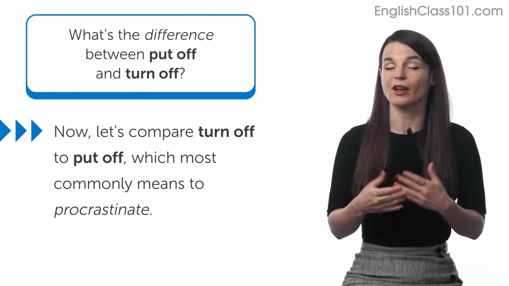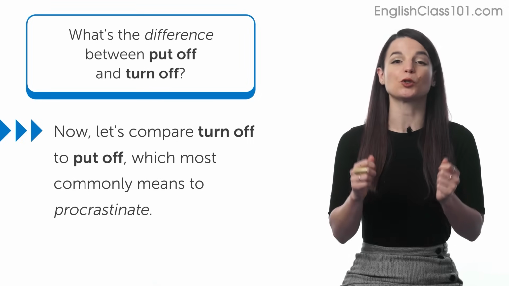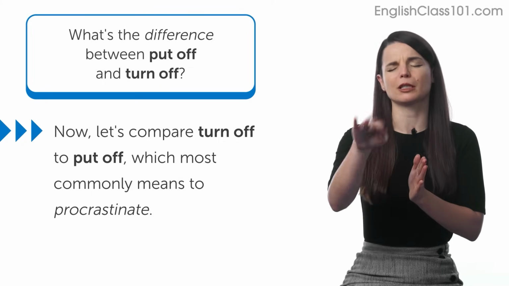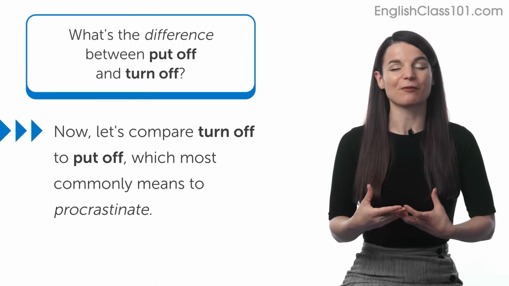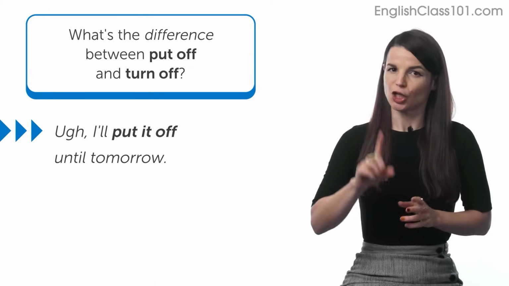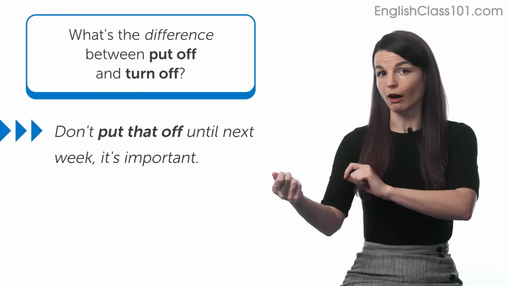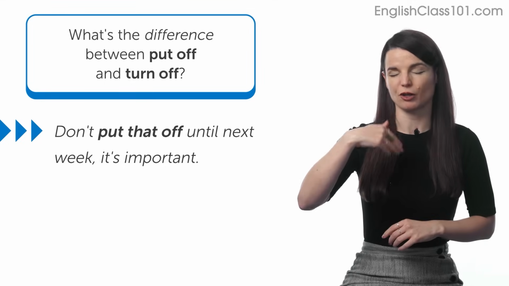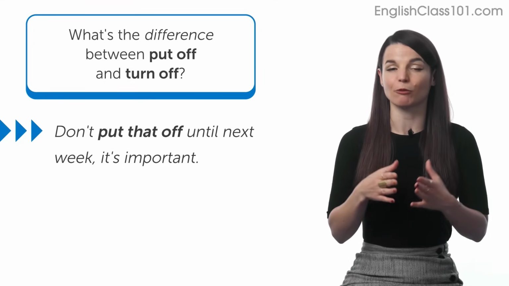Let's compare this to put off. We have a couple uses of put off. The first one that is probably the most common is the one that means to procrastinate. So when we don't want to do a task and we say, I'll do it tomorrow, I'll do it next week, I'll do it this weekend, whatever, we can describe that with the verb to put off. We can say, I'll put it off until tomorrow, or don't put that off until next week. It's important. So to put something off means to push it to a later date, to decide to do something in the future, not to deal with something now. This is probably the most common use of put off.